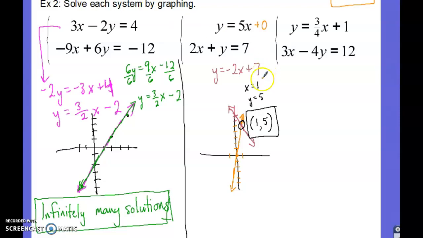I just like to write it as an ordered pair, and it might be good practice for you to double check your work. Is it true that when x was 1, y was 5 in this equation? Well, yeah, 5 times 1 is 5. What about this one? Let me switch back to that other color. When x is 1 and y is 5, does it still equal 7? Well, yeah. So this is the only solution. We're looking for the point of intersection, so there's one solution.